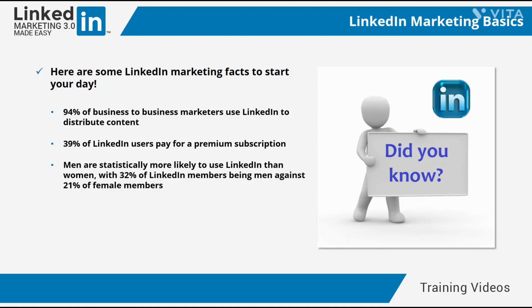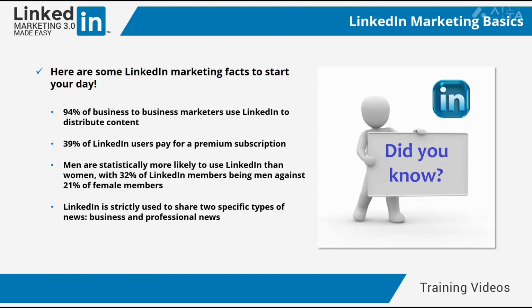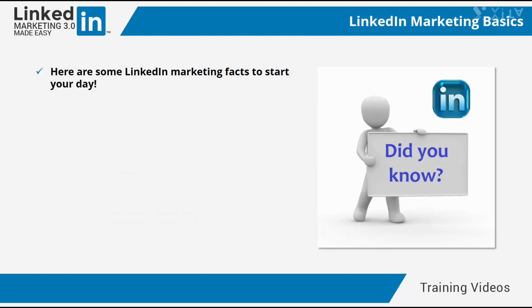While social networks such as Facebook and Twitter are mostly used to share topics like sports and celebrity news, LinkedIn is strictly used to share two specific types of news: business and professional news. What does this mean for your business? That while you can easily attract traffic by sharing entertaining news on other social networks, there's simply no point in sharing similar news on LinkedIn. Instead, your marketing has to focus on content that is relevant to industries and business activities.